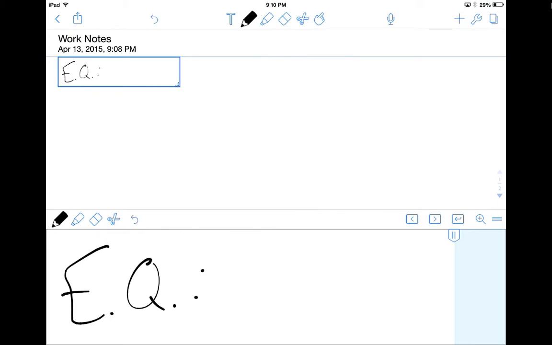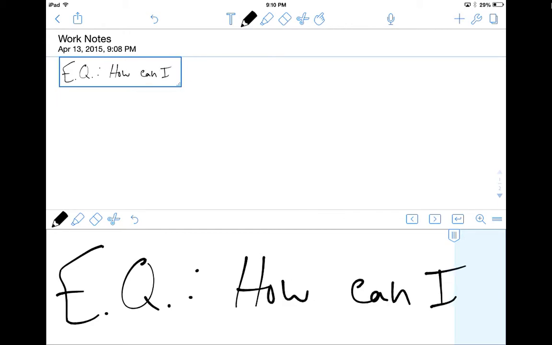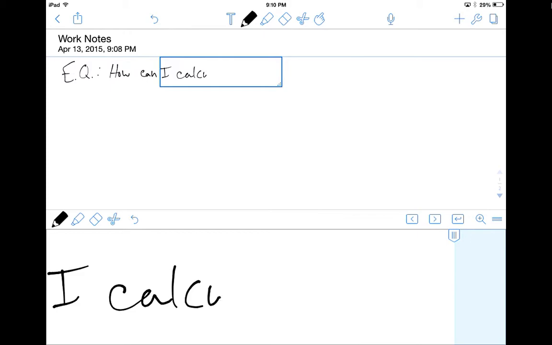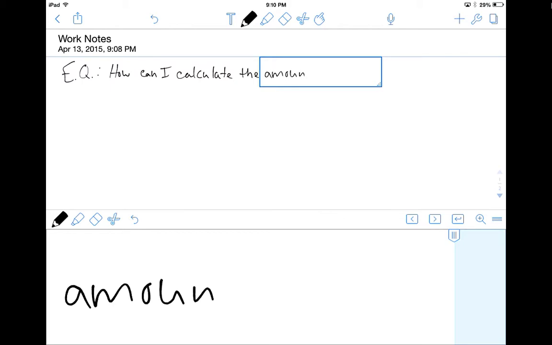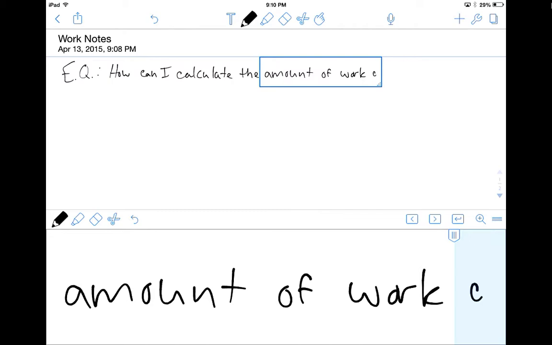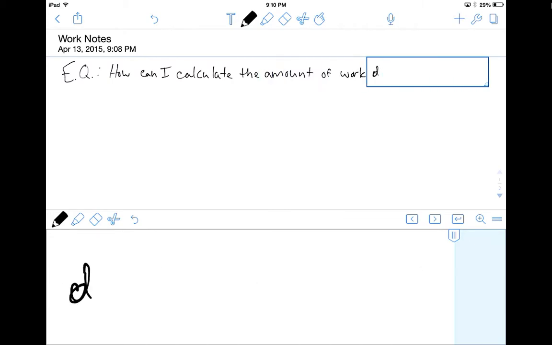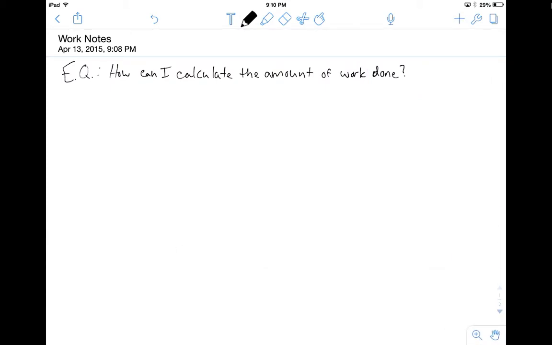we would want to do something like, how can I calculate the amount of work done? If we walk away from these notes just understanding how to calculate work done, then that's going to be good. That's really the main thing that we want to get towards.